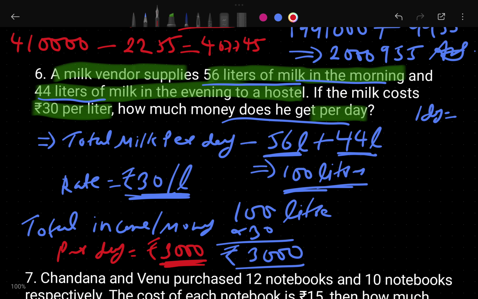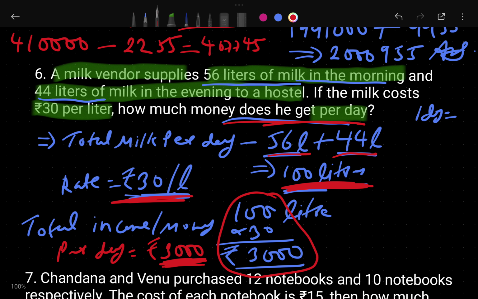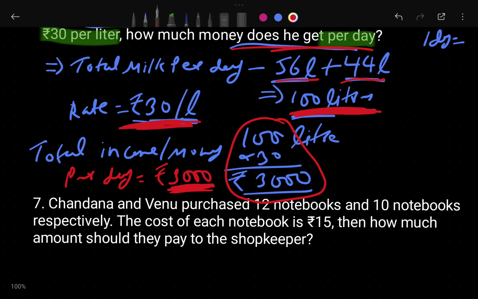How? He is selling 100 liters of milk in the morning and evening. If the cost of 1 liter of milk is 30 rupees, then what is the cost of 100 liters of milk? When you multiply that, you will get the answer. So I multiply 100 by 30, the answer will be 3000. So it means the total money he gets per day is going to be 3000. Why? Because morning and evening, he is supplying 100 liters of milk in total. So 1 liter of milk price is 30 rupees, then 100 liters of milk price is 3000 rupees. Is it clear to you?